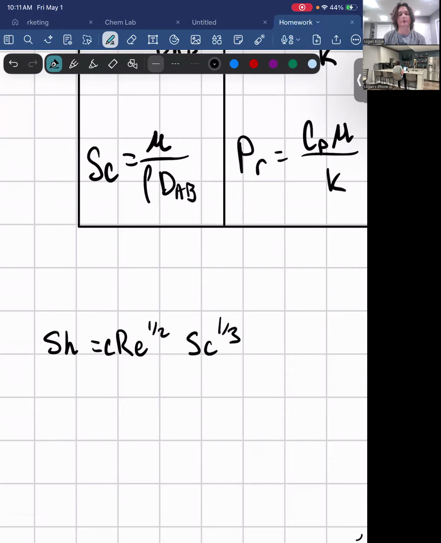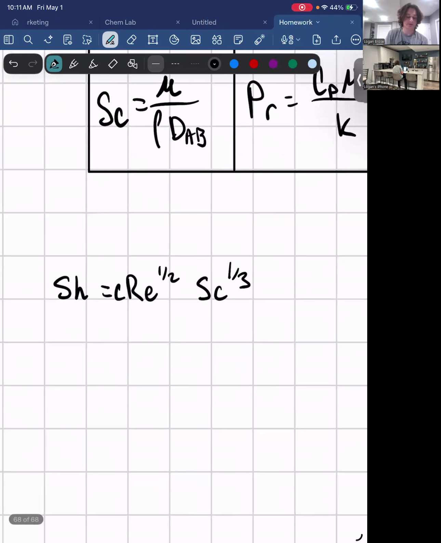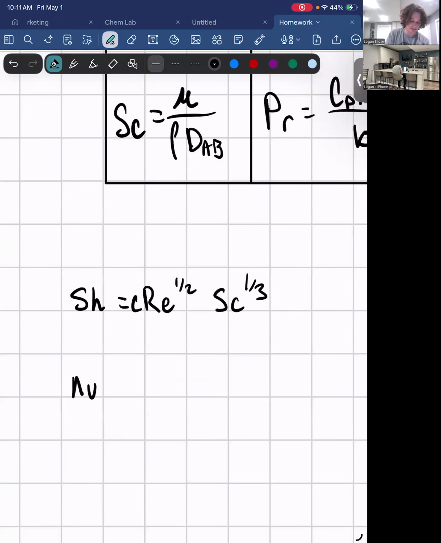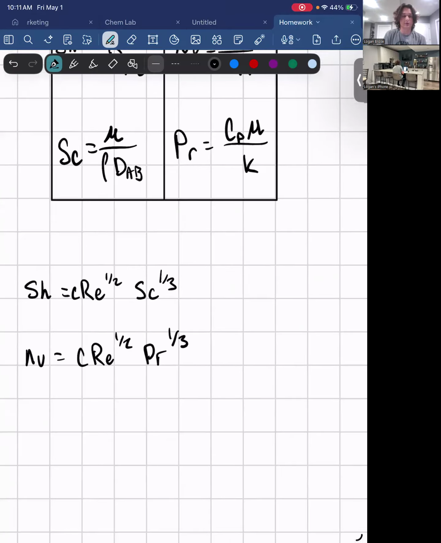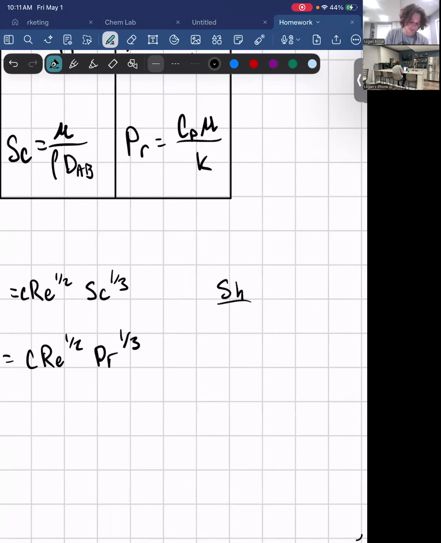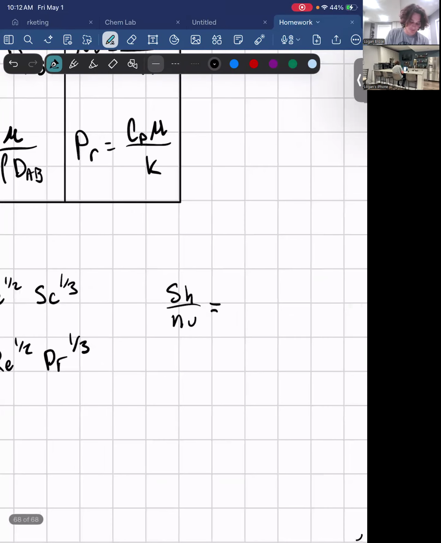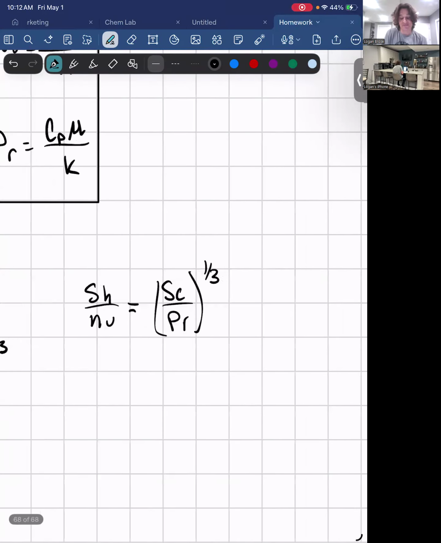So we're able to use the Sherwood number with the Reynolds number to get to the Schmidt number. And the same thing is true of the Nusselt and the Prandtl. Nusselt equals some constant times Reynolds number to the 1/2 times the Prandtl number to the 1/3. And that's how we're able to relate those two. And so when we do this, we know that the Sherwood number over the Nusselt number equals the Schmidt number over the Prandtl number, all to the 1/3, and that equals our Lewis number to the 1/3.